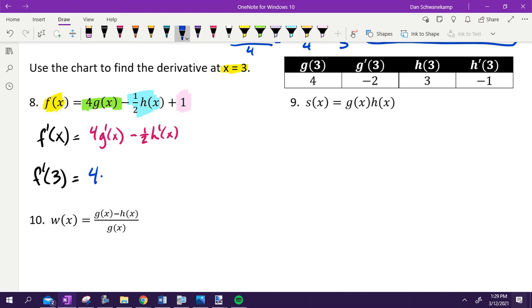This table's pretty easy. I'm just looking at the table. G prime at 3. Oh, it's negative 2. Minus 1/2 times h prime at 3. H prime at 3. Oh, that's negative 1. And then you put a box around it, because the chances of you making a mistake there are pretty high. This is the answer. If it's free response like this, that's a perfectly legitimate answer.